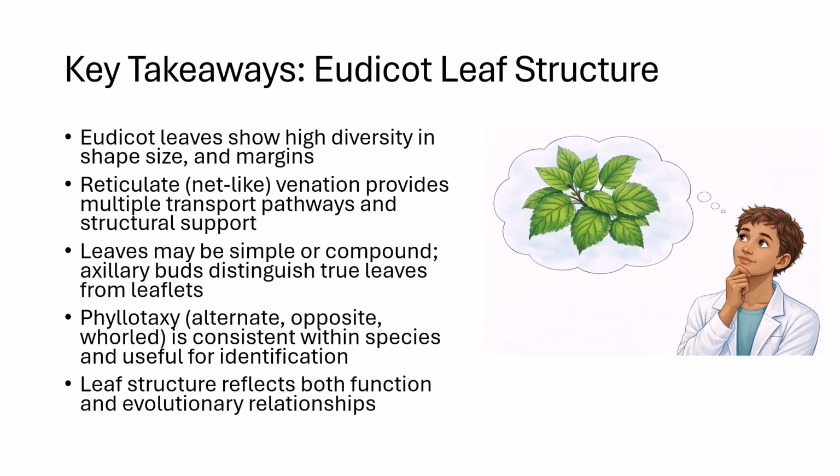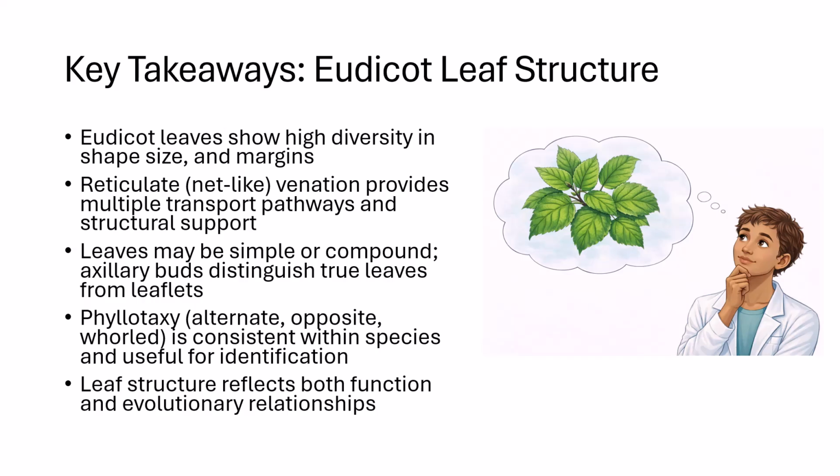To summarize this activity, eudicot leaves display a wide range of forms, but they share several unifying structural features. Their net-like or reticulate venation creates multiple pathways for water and sugar transport and helps support broad, flattened blades. The presence of a petiole and often stipules, along with the position of the axillary bud, allows you to distinguish simple leaves from compound leaves and leaflets from branches.